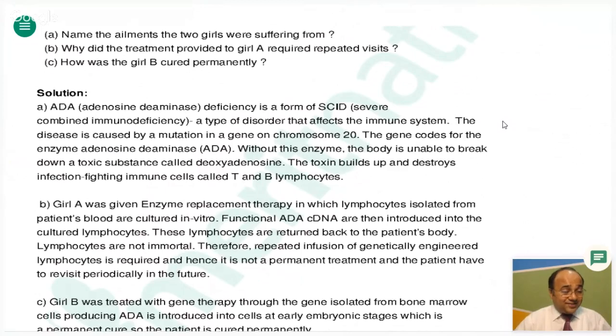Okay, now this is a very interesting question. Name the ailment with which the girls are suffering. So we are talking about SCID over here, right? And it is ADA, adenosine deaminase deficiency, which leads to SCID. The girl A will be given the hormonal treatment pretty often, and thus she needs to come up to the doctor over and over again, right? Even if her lymphocytes, or you can say hematopoietic stem cells, are altered with a gene insert, right? So that they can start producing adenosine deaminase. But still, these hematopoietic stem cells will be replaced over a period of time, and then again she needs to go in for a fresh infusion of hematopoietic stem cells in her bone marrow, right? So this cannot be a permanent treatment. The permanent cure could be simply genetic therapy or gene therapy in the embryo itself.